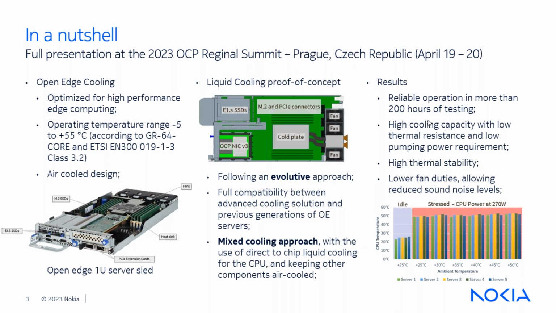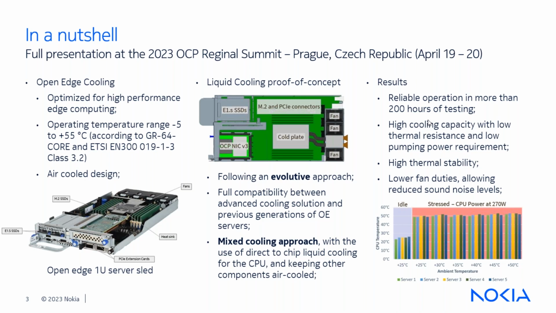And this allows us to operate with lower power fan duties or with lower fan speeds, and this allows us to measure some reduced sound noise levels. And this graph shows one comparison in which we are using 270 watts power CPUs. These are high power CPUs that are not commonly used for this kind of 1U server. And here we have the full chassis populated with 5 servers.